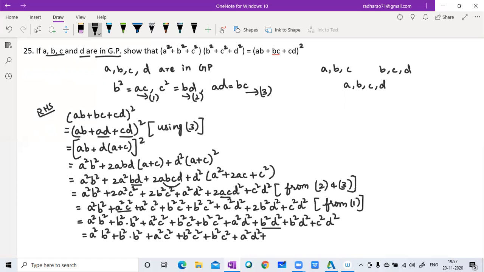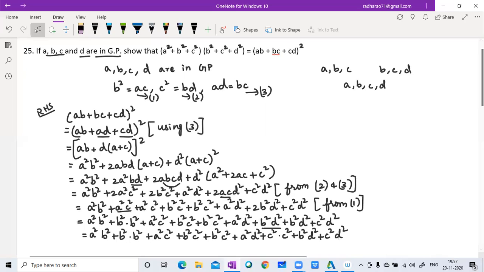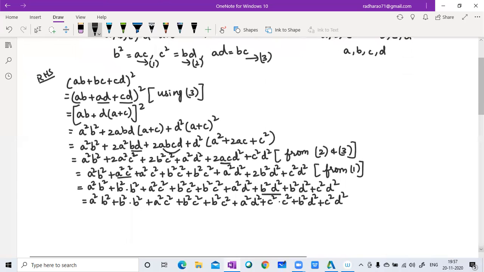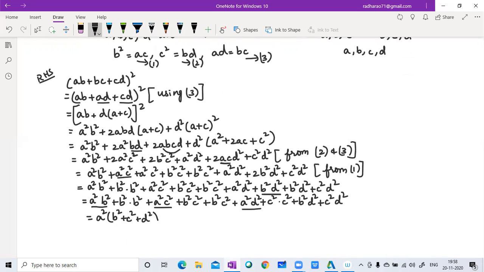Again replace this bd with c². So bd is c². So b²d² is c² into c² + b²d² + c²d². Now take these terms which have a². Here a²b², here a²c², and here a²d². So I take the a² common. So I get b² + c² + d².